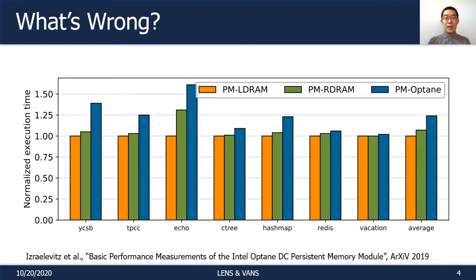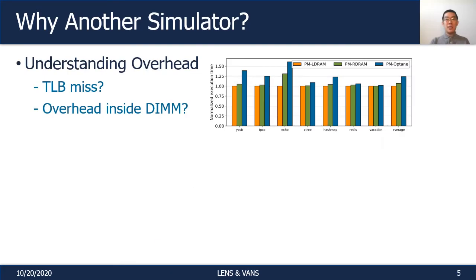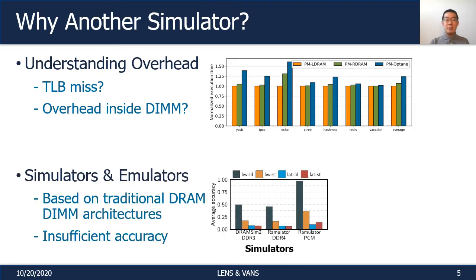For example, here is a performance comparison between DRAM and Optane. We observe that some workloads are slowed down more than the others. We want to find out the detailed reason behind these performance variants. So we want to use a simulator to understand architecture-level behaviors, such as TLB miss or overhead inside non-volatile memory DIMMs. But the problem is the existing DRAM-based simulators and emulators are not accurate enough. We compare DRAMSim2 and Ramulator to Optane DIMM and find their bandwidth and latency are not accurate enough.